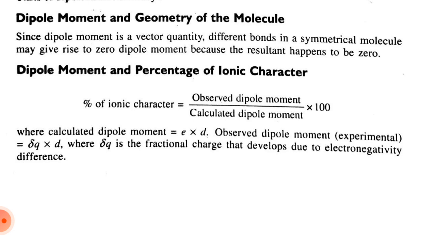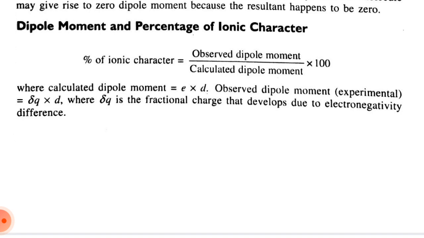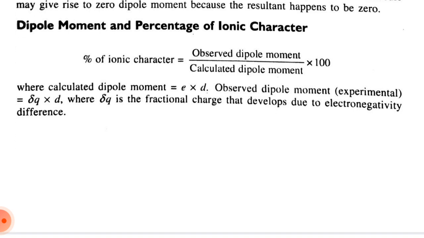Dipole moment and geometry of the molecule. Since dipole moment is a vector quantity, different bonds in a symmetrical molecule may give rise to zero dipole moment because the resultant happens to be zero.